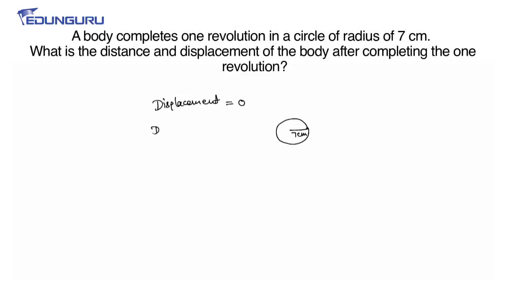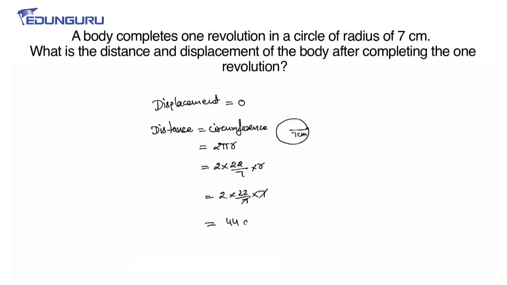What about the distance? In a circle, the distance is equal to the circumference. What is the formula for circumference? Circumference is 2 pi r. So 2 into 22 by 7 into the radius, that is 7 centimeter. So what am I getting? The answer is 44 centimeter. So the distance covered by the body is 44 centimeter while the displacement is 0 centimeter.